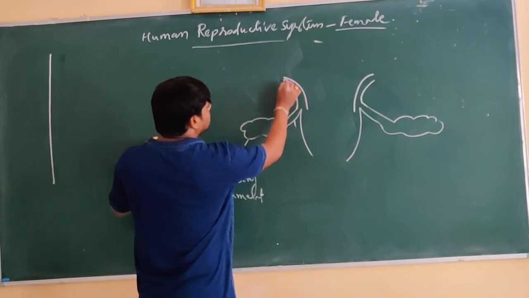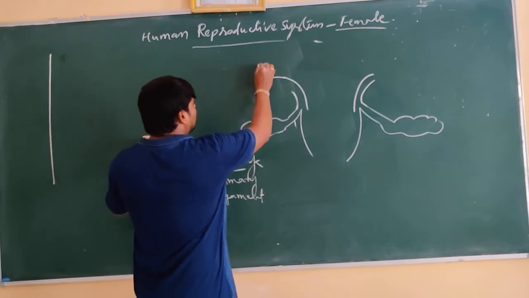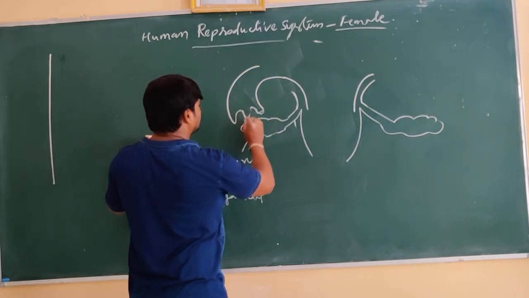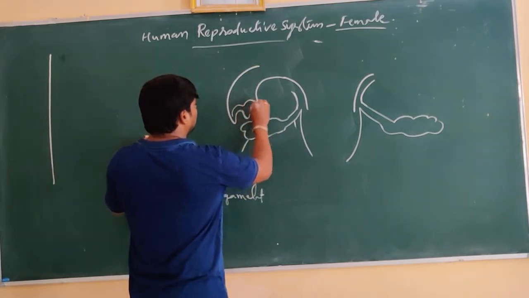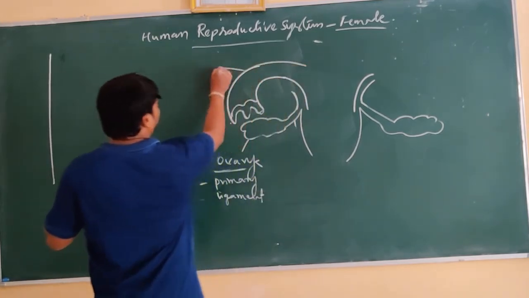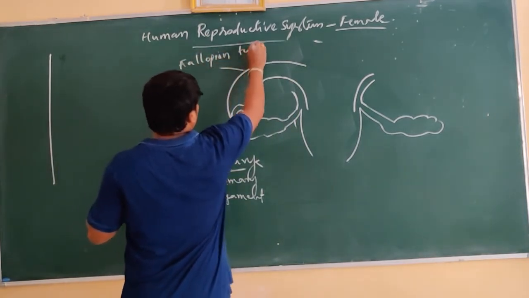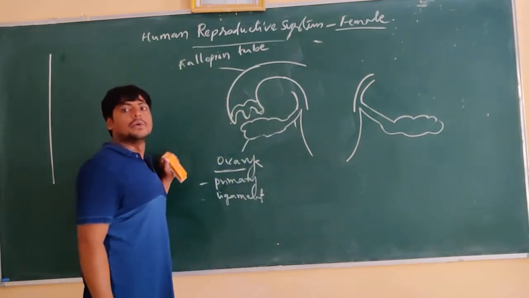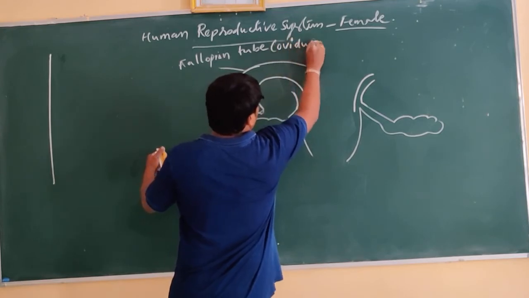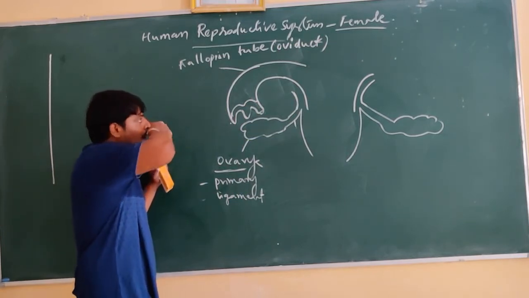now the egg cells which are produced should be collected into a pair of tubular structures, which is called a fallopian tube. What is it called? Fallopian tube. And it is also called an oviduct. Oviduct. Duct means tube. Ovi means ovum. That is an ovum collecting duct. So it is called the fallopian tube.